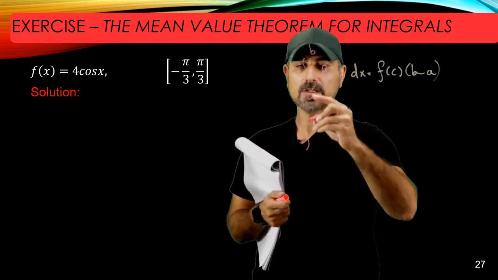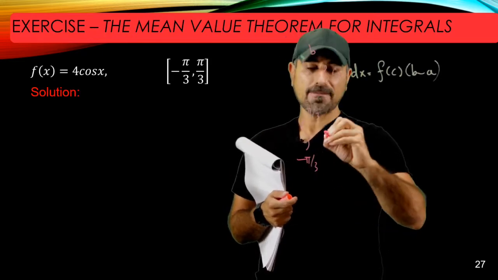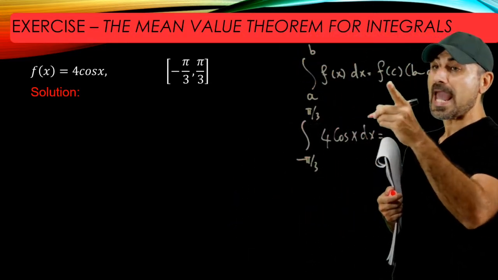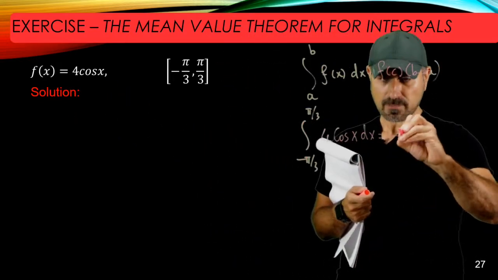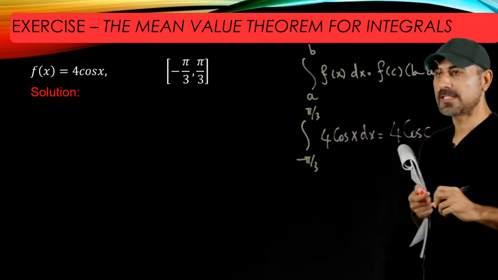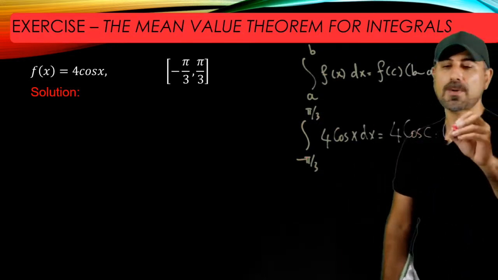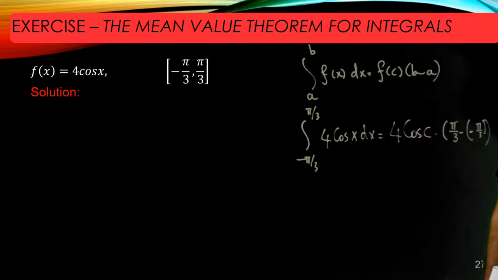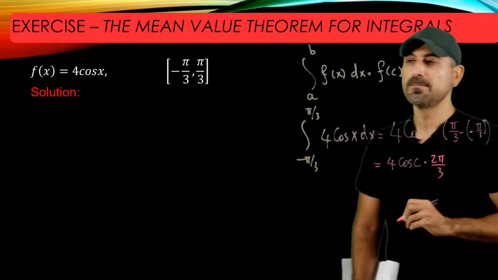So why don't we apply it? Here the lower limit is minus pi over 3, the upper limit is pi over 3, and f is 4 times cosine x. That should be equal to f evaluated at c, which I don't know exactly what it is, but we will figure it out, so let's leave it as this: 4 times cosine c, times the difference between the end points, so it's pi over 3 minus minus pi over 3. It turns out that this is equal to 4 cosine c times 2 pi over 3.